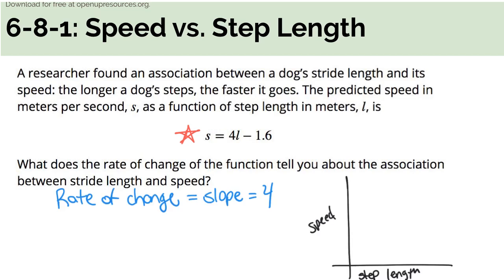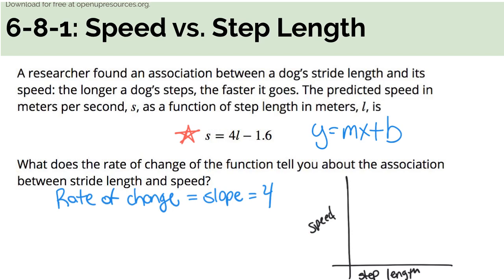The first thing to remember in this problem is that when they talk about rate of change, it is the same thing as your slope, and in this equation your rate of change is 4. Remember your y equals mx plus b form. Now if we're talking about what that means, I sketched out this graph because it tells me that L is the step length. That's just like x in my equation. And so along my x-axis is going to be step length, and along my y-axis is going to be speed.